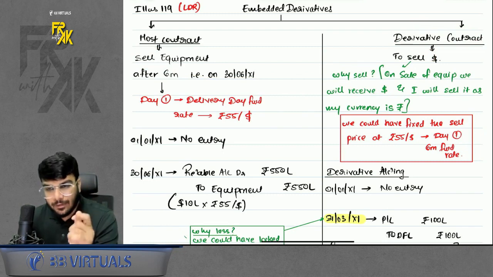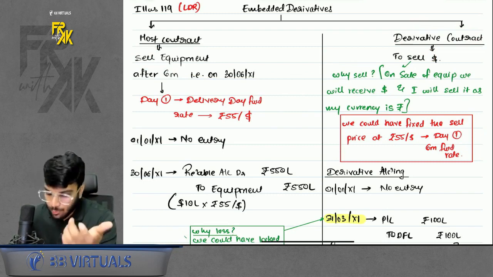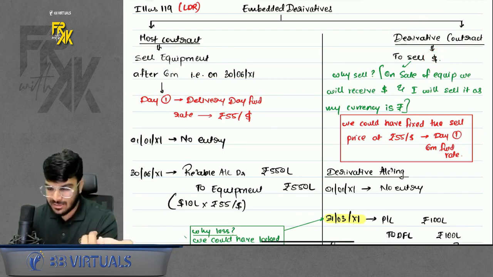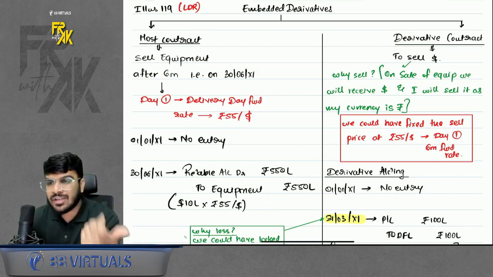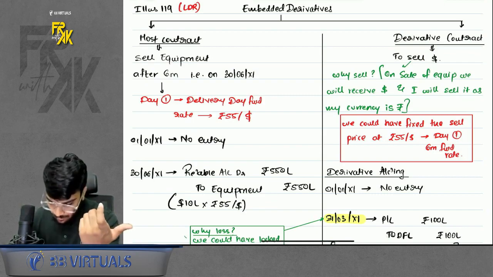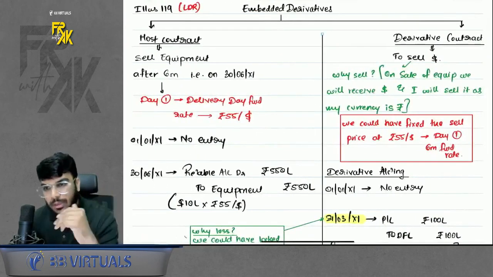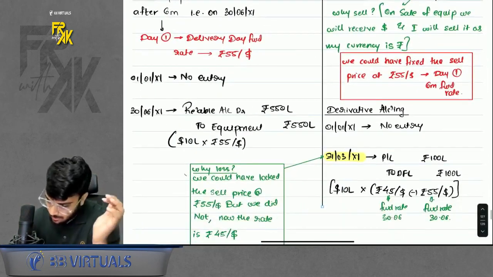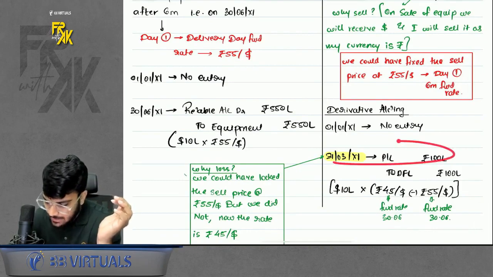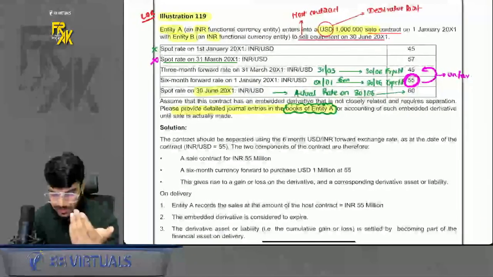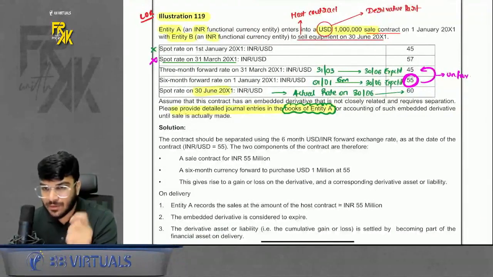But we know that we are going to receive dollars, and we will sell them after 6 months. If we wanted, we could have fixed the sale price at the forward rate, that is 55 itself. Did we fix it? The answer is no. Now check your position. Here on day one, no accounting. Here there is year end also. Information on 31st March is also given. So compare the position on 31st March also.